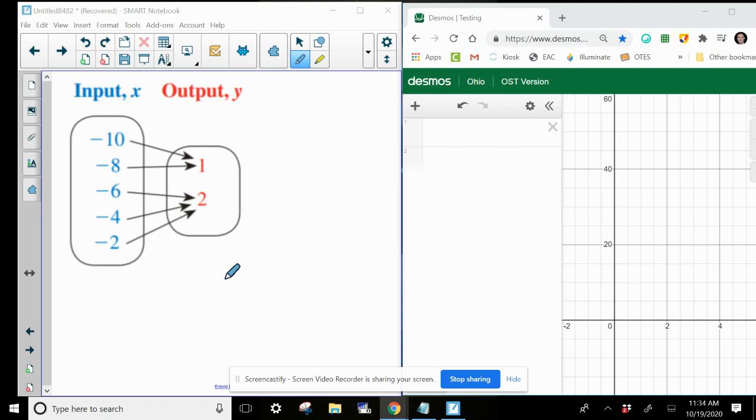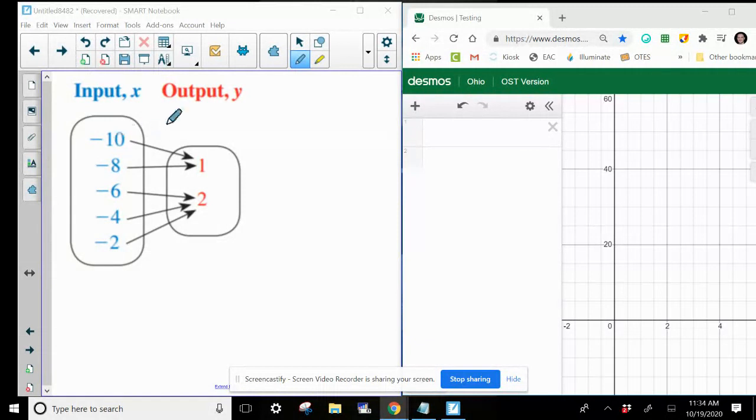All right, so we have a mapping diagram, and our goal right here is to determine whether the relation represented by this mapping diagram is a function or not. As you can see, I have my Desmos open because I'm going to be using that to help me solve this problem so I can plot my points and then conduct the vertical line test to help me determine whether it is a function or not.